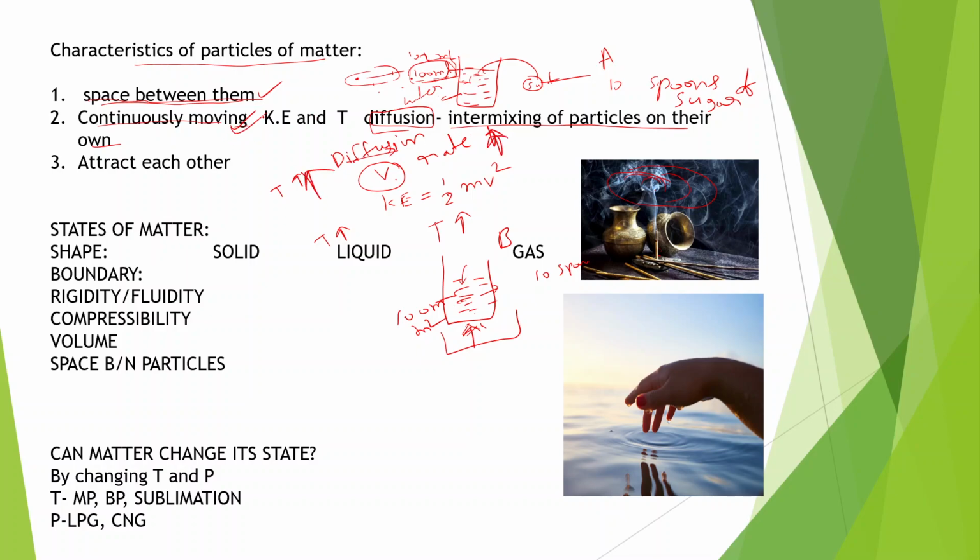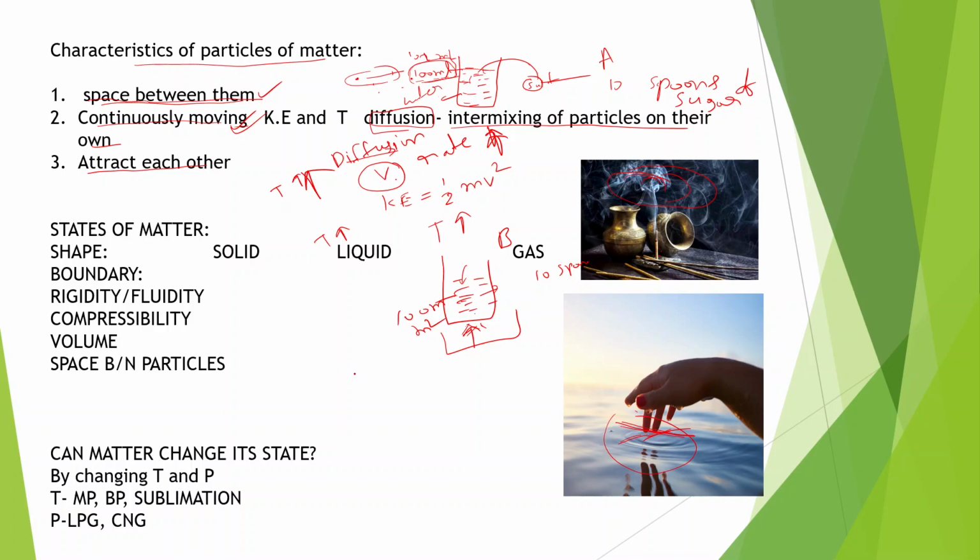Okay, now the second characteristic is over. Now we will talk about number 3, attract each other. So particles of matter attract each other. How can we say that? By this example: if this is the surface of water, and we cut the surface of water, immediately after cutting, the water comes back and regains its original state. That means the particles have some attraction towards each other.